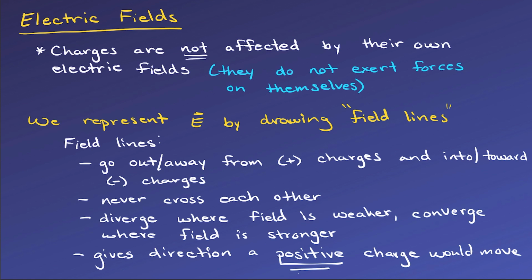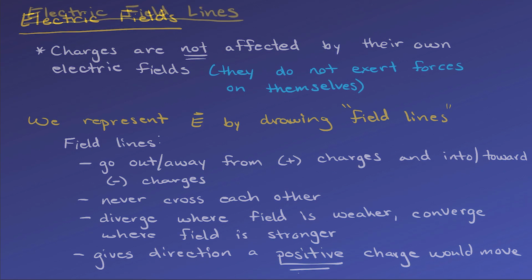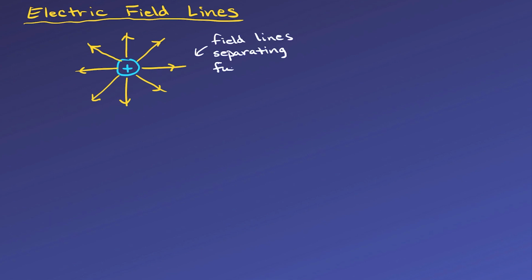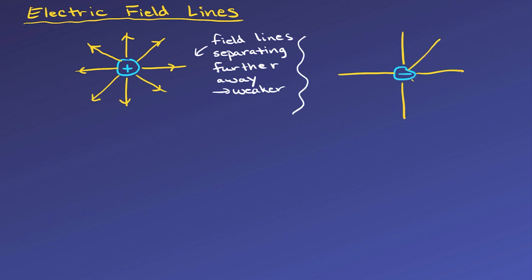And finally, electric field lines point in the direction a positive charge would move, which is another way of saying the direction of the force on a positive charge if it were placed at that point in the field. For a positive point charge, the field lines would move away in all directions, and we'll put arrows to indicate the direction. For a negative point charge, the field lines would look the same, but point toward the charge rather than away from the charge.